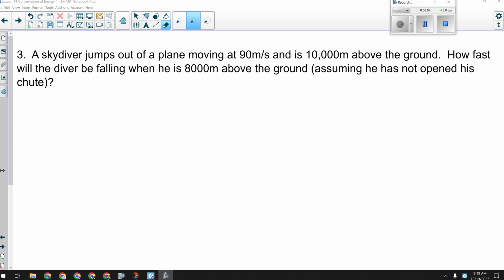Okay, let's have a look at this one here. So if we have the skydiver who jumps out of the plane, we know the initial height, as they tell us it's 10,000 meters. And we know that their initial speed is 90 meters per second. Does it matter that that's horizontal and not vertical?